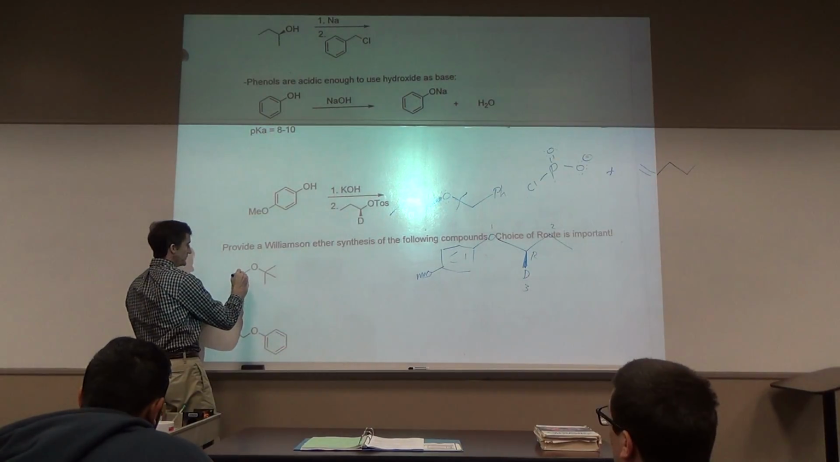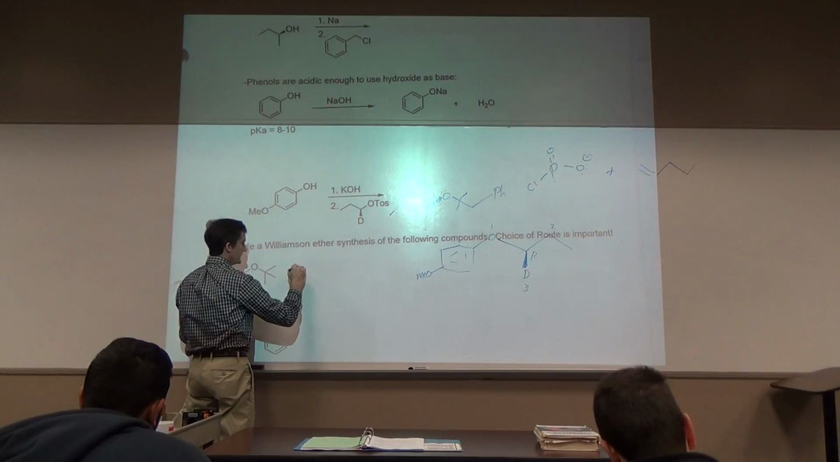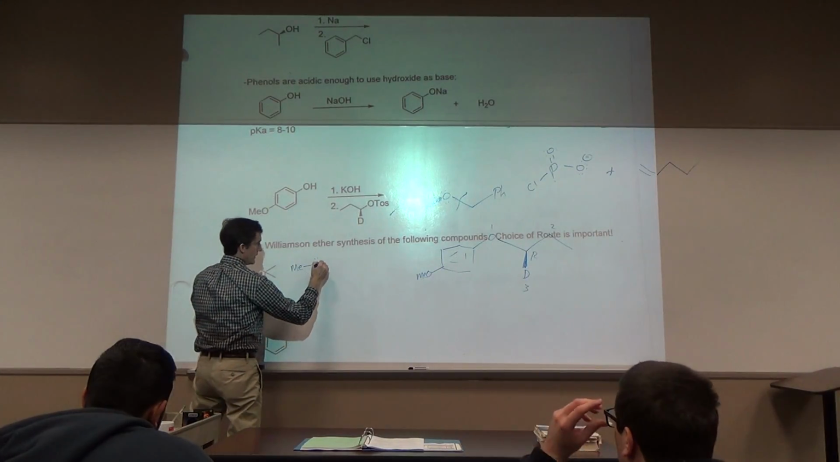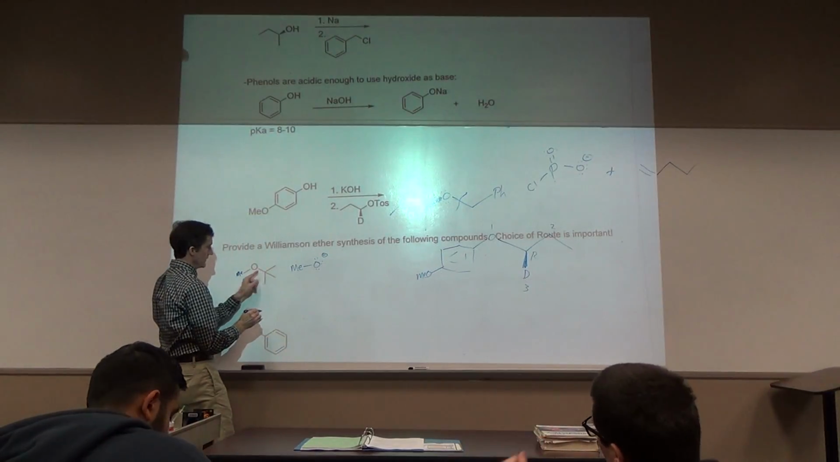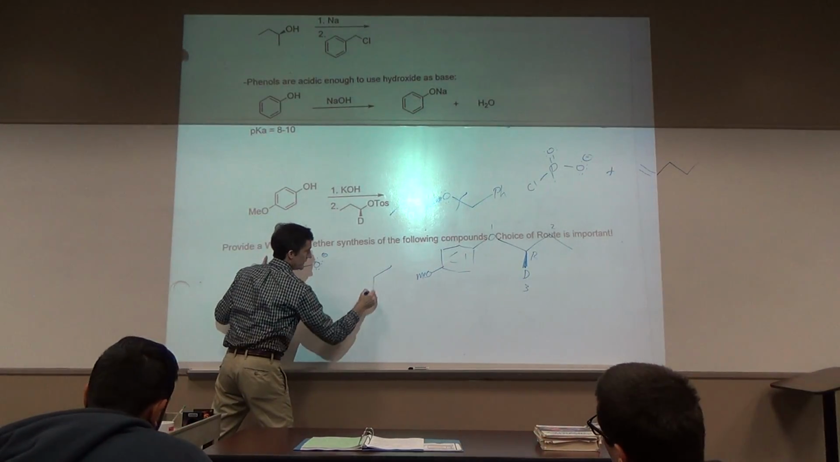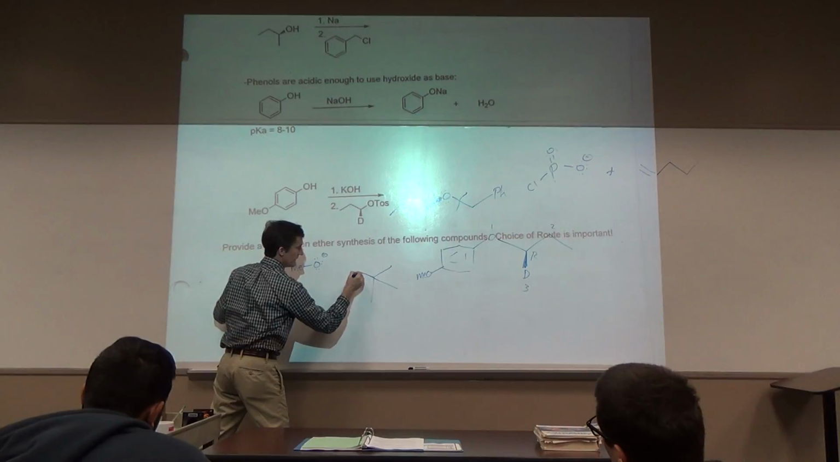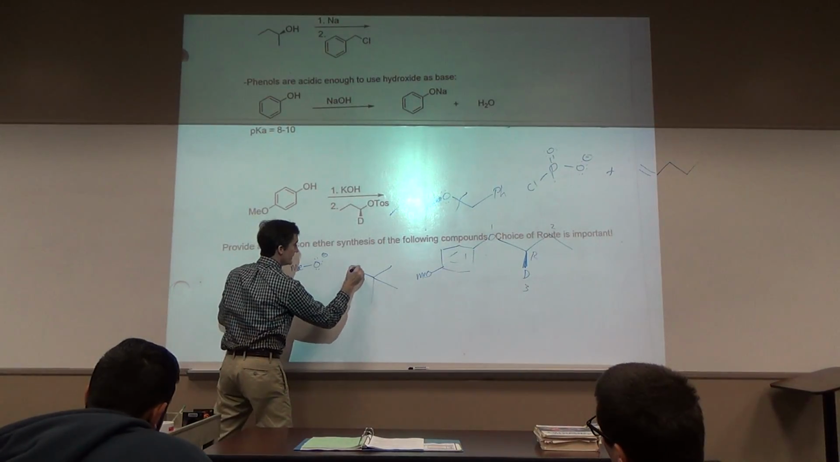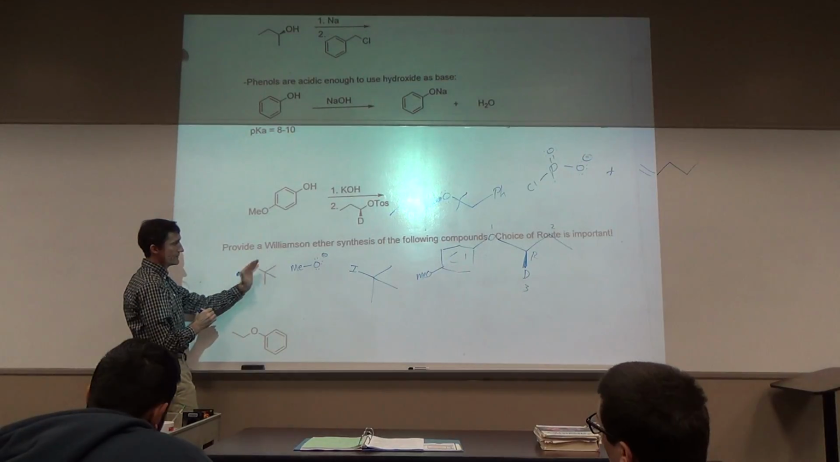I'm going to put a methyl here. What if we make this bond first? We take that, and then we have this portion. This portion is going to have the leaving group. What's your favorite leaving group? Somebody said iodine? Okay. All right.